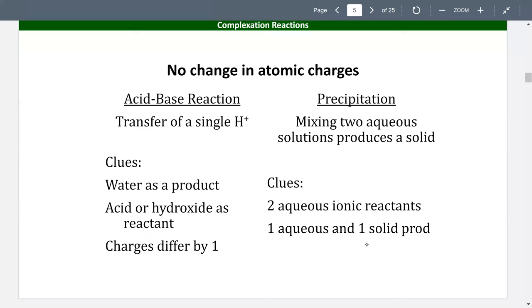It always looks the same. Two aqueous ionic reactants, and you make one solid ionic product and usually one that remains aqueous on the other side. And so the ones we did in class today are in lab.